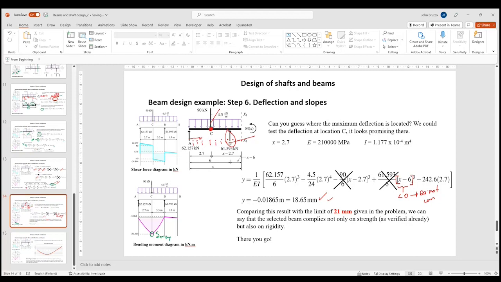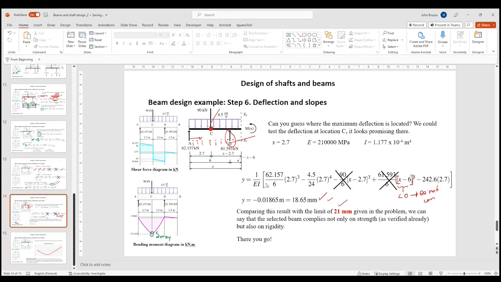Great. Any other question? All right. But again, I will recheck, because it's worth checking this numbering here. It might be something off. But according to these results, it's not going to deform more than 21 millimeters. So yeah, it's fine. So we can continue.